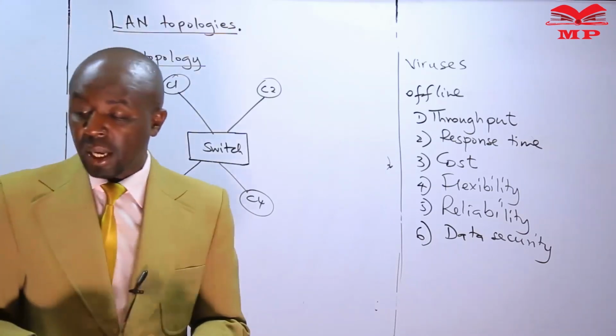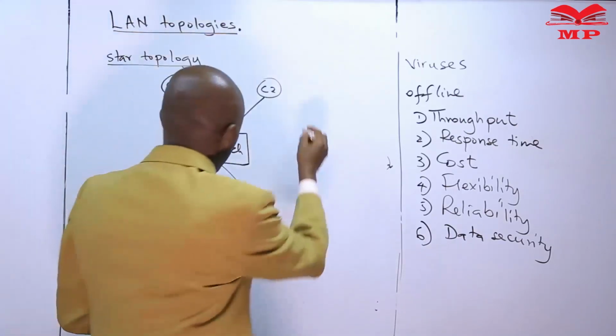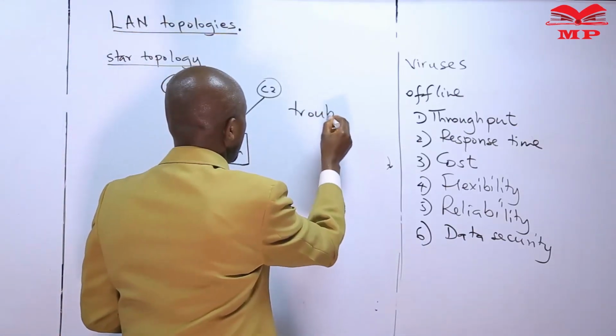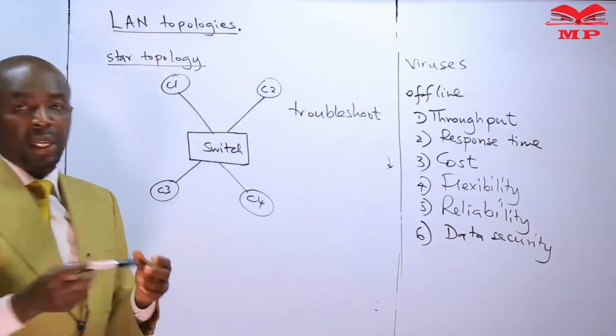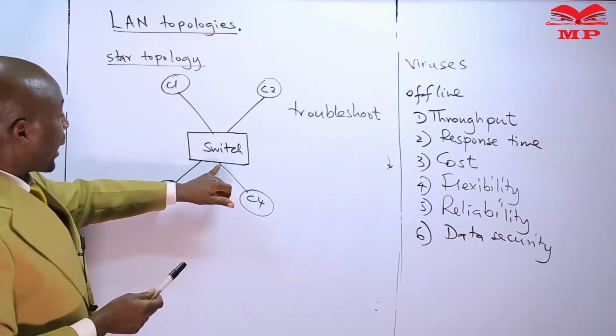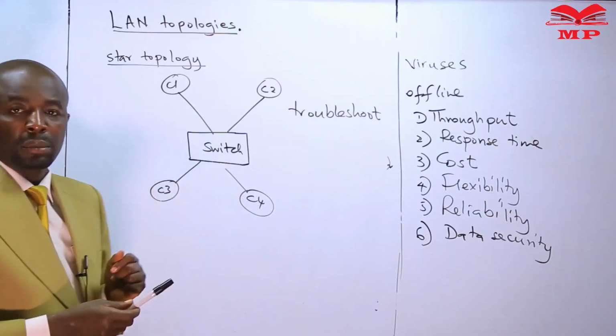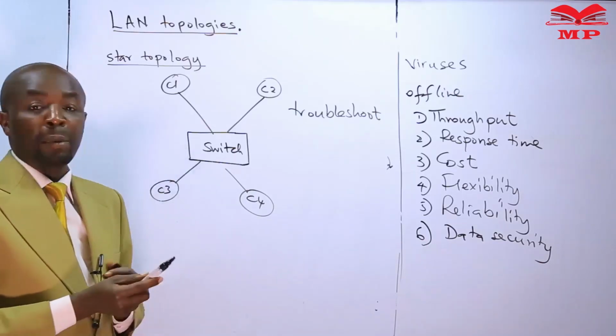Another point when you're looking at the star topology, it is the easiest topology to troubleshoot. And what does that mean? When we are looking for faults in a network, it is so easy to do it in the star topology. For example, I can disconnect computer 4, if I have a feeling that computer 4 is the one which is causing a problem on the network.